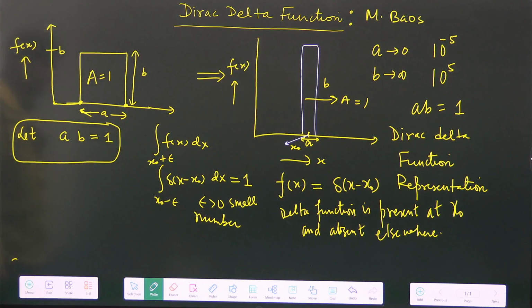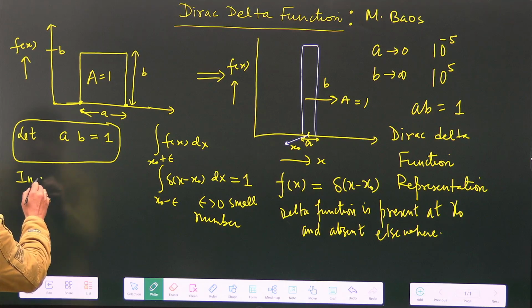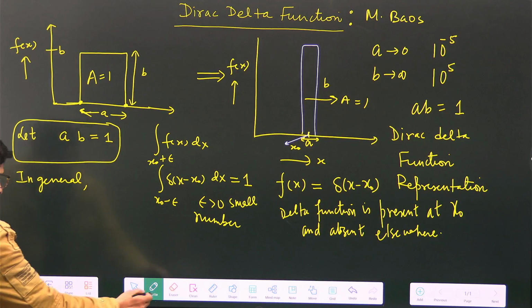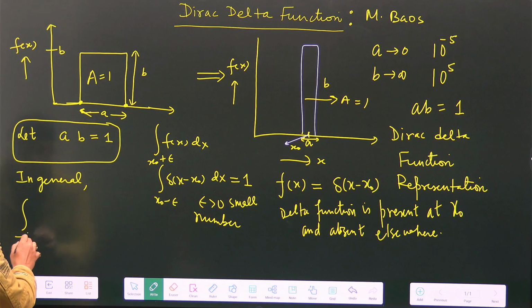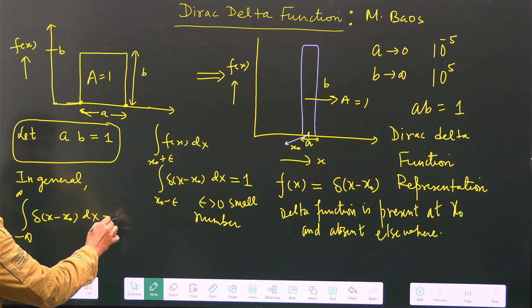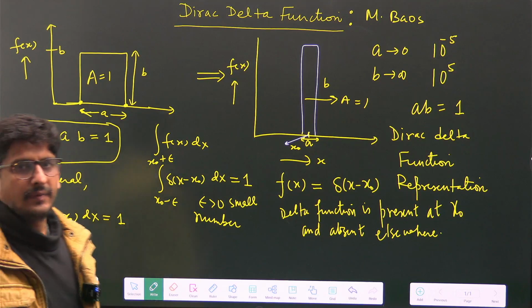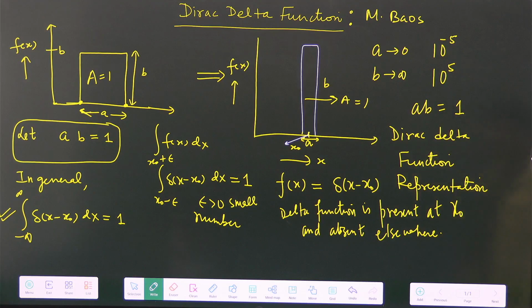Or in general, what we can write is the integral from minus infinity to plus infinity of delta(x minus x naught) dx is equal to 1. So if I put the limit from minus infinity to plus infinity, then it will always be equal to 1.